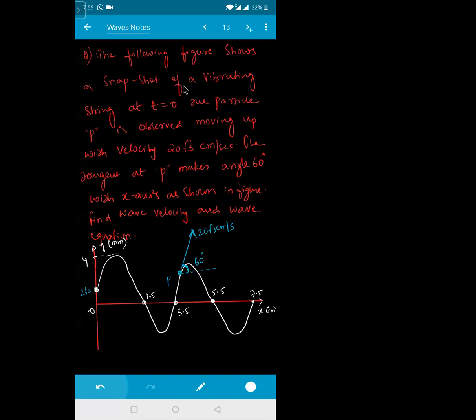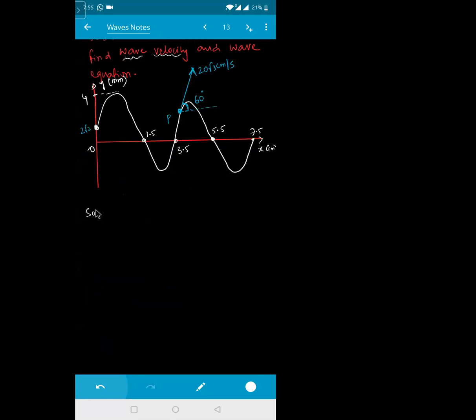The following figure shows the snapshot of a vibrating string at t equals 0. The particle P is observed moving up with a velocity of 20 root 3 centimeter per second. The tangent at P makes an angle of 60 degrees with the x-axis as shown in the figure. Find the wave velocity. Velocity of the particle is 20 root 3. You already know the formula for this, beta. Velocity of the particle will be equal to minus v into dy by dx. We know this formula, beta.